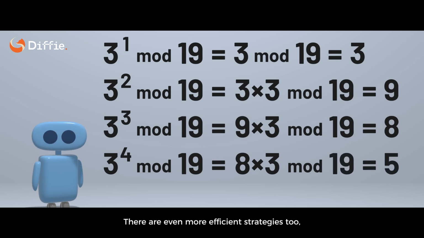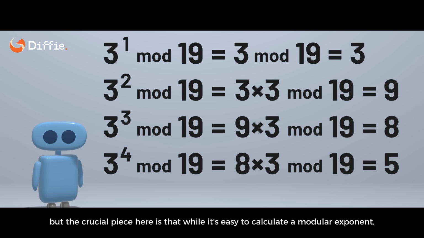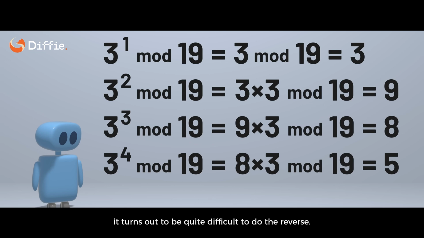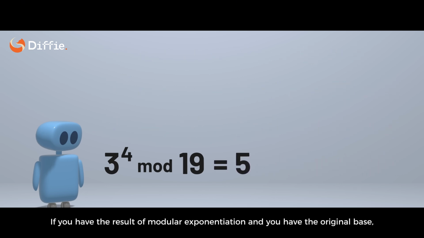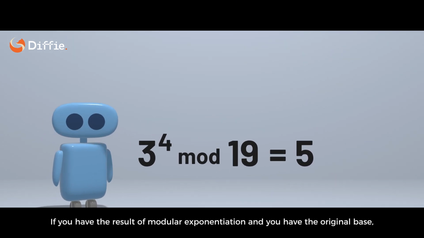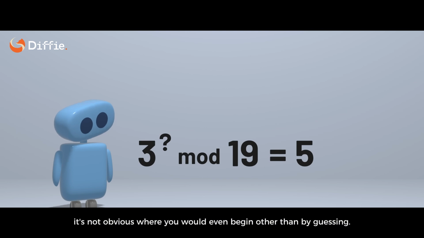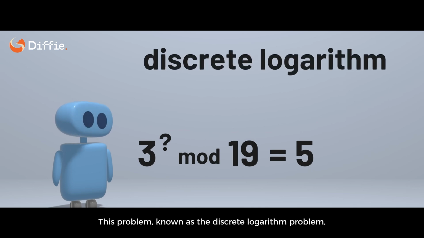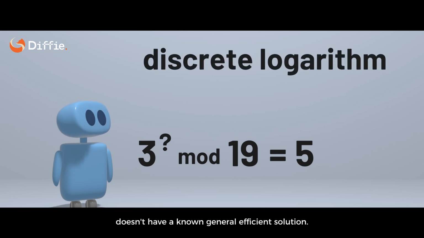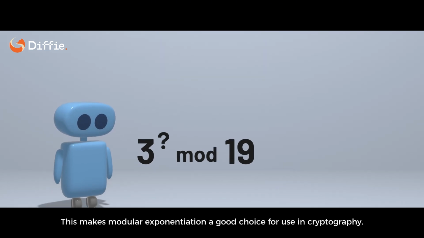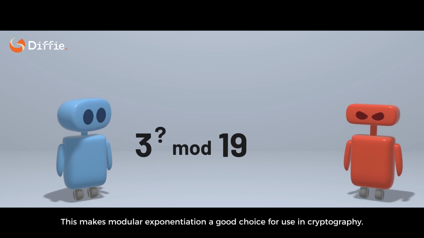There are even more efficient strategies too, but the crucial piece here is that while it's easy to calculate a modular exponent, it turns out to be quite difficult to do the reverse. If you have the result of modular exponentiation, and you have the original base, and you were asked to find what the exponent was, it's not obvious where you would even begin other than by guessing. This problem, known as the discrete logarithm problem, doesn't have a known general efficient solution. This makes modular exponentiation a good choice for use in cryptography.